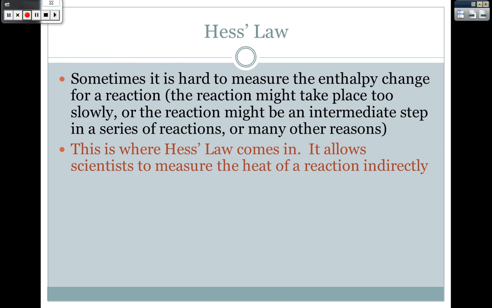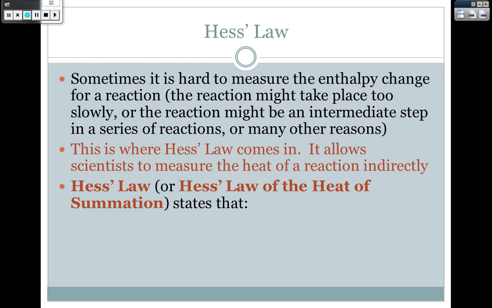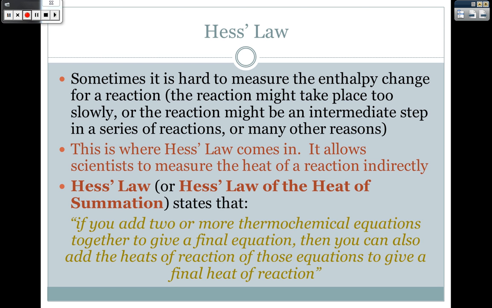And this is where Hess's Law comes in. It allows scientists to measure the heat of a reaction, or the enthalpy change of a reaction, indirectly. So you can actually calculate that delta H without having to find a delta T or anything like that. Hess's Law, or Hess's law of heat summation, states that if you add two or more thermochemical equations together to give a final equation, then you can also add the heats of reaction of those equations to get a final heat of reaction.